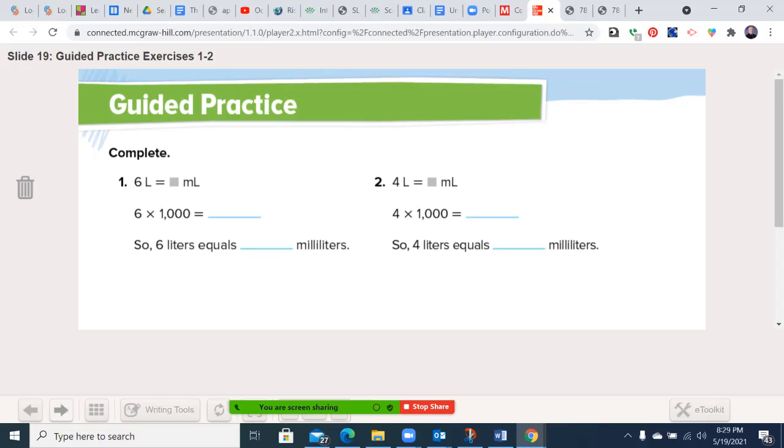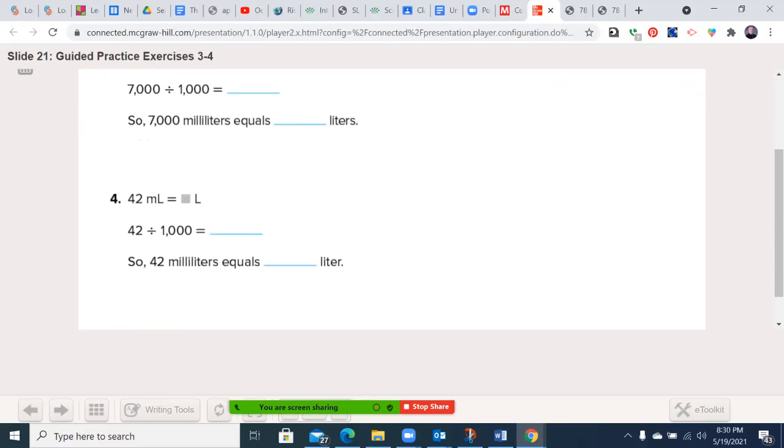Welcome back. Let's see how you did. We know that there's 1,000 milliliters in a liter, so we multiply by 1,000, we get 6,000 milliliters. And over here, it'll be 4,000. 4 times 1,000. Let's move forward here to 3 and 4.